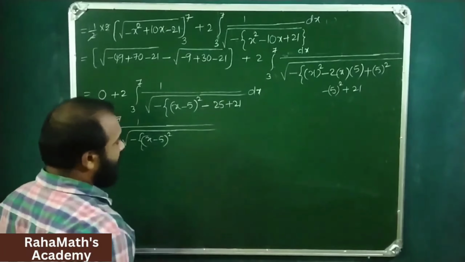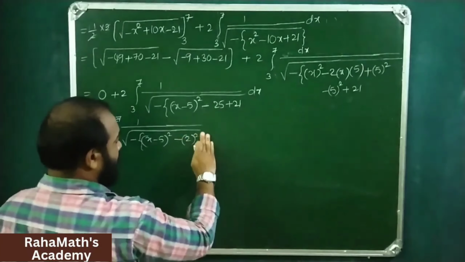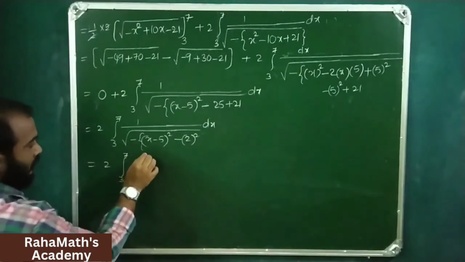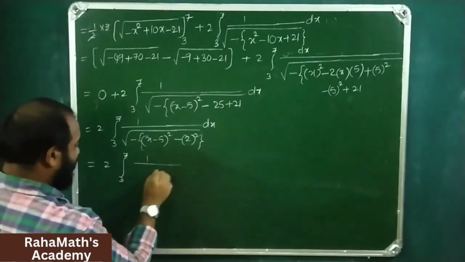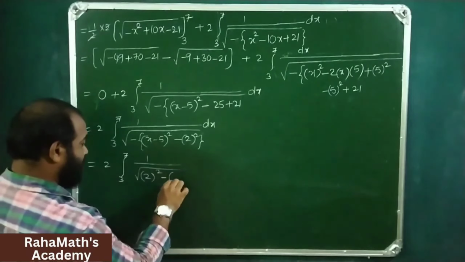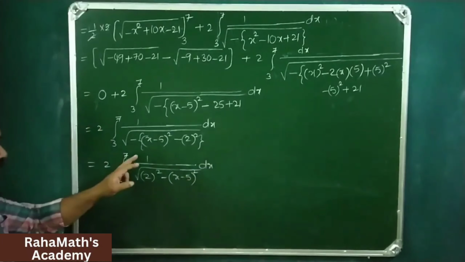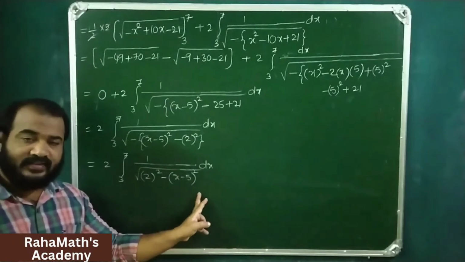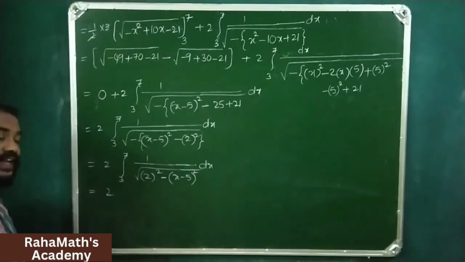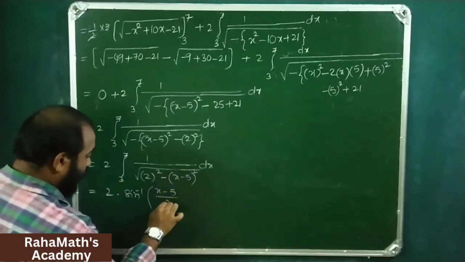Minus 25 plus 21 is minus 4. Minus 4 can be written as minus 2 whole square dx. This is equals to 2, 3 to 7, 1 by square root of 2 square minus x minus 5 whole square dx. This is of the form integral 1 by root of a square minus x square. So this is sine inverse x by a. So 2 into sine inverse x minus 5 by 2.